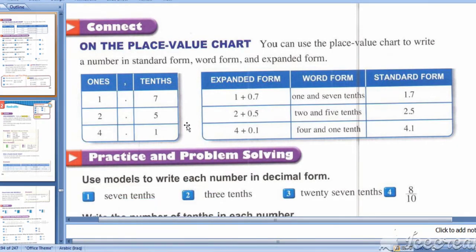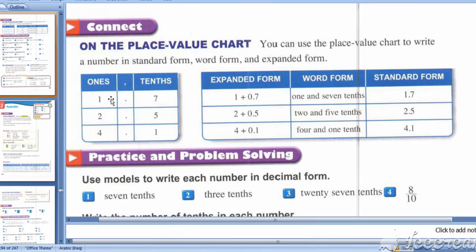Let's learn how you can write a decimal number in expanded form, word form, or standard form. Now we have 1.7. Every time a digit is behind the point, or you can say at the right of the point, it is tenths. And a digit before the point, or you can say at the left of the point, it is ones.